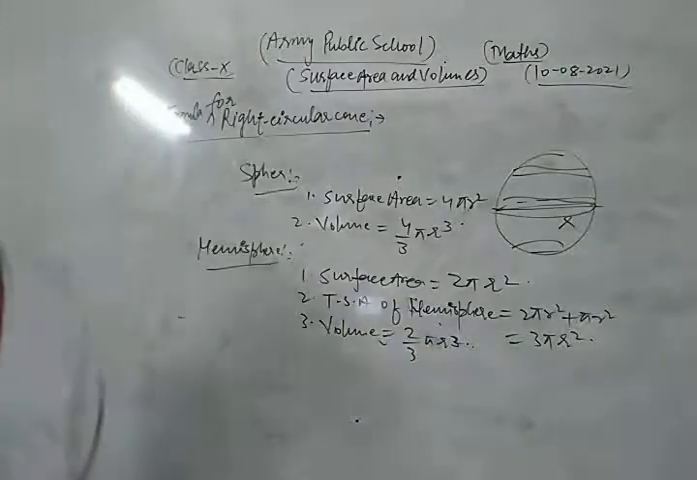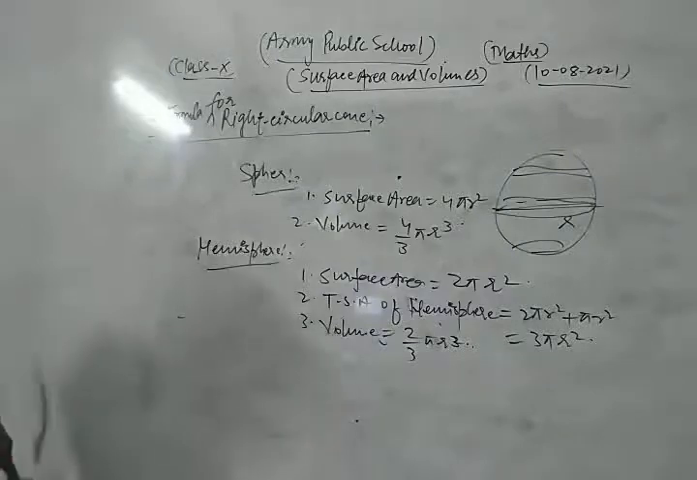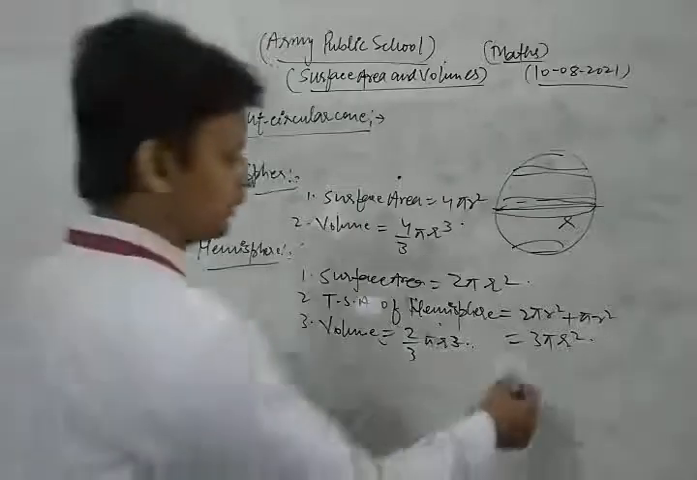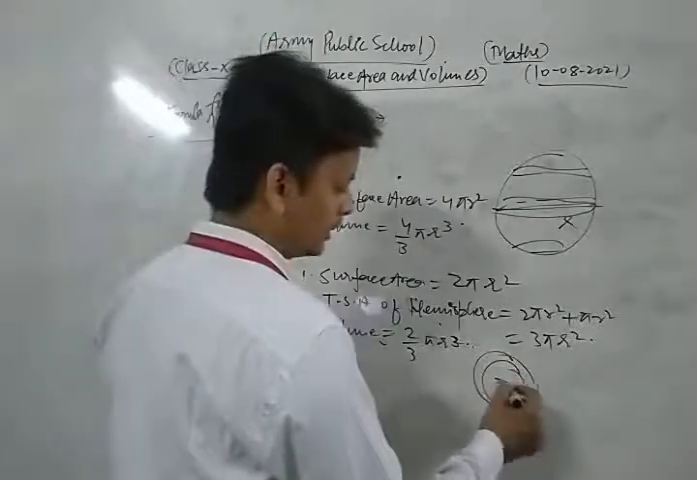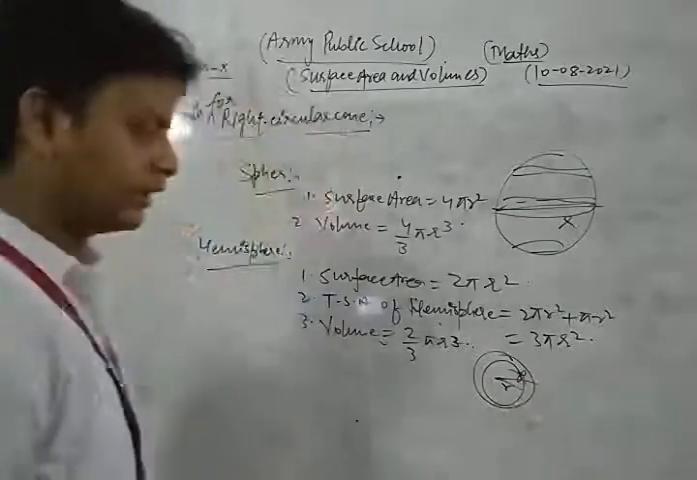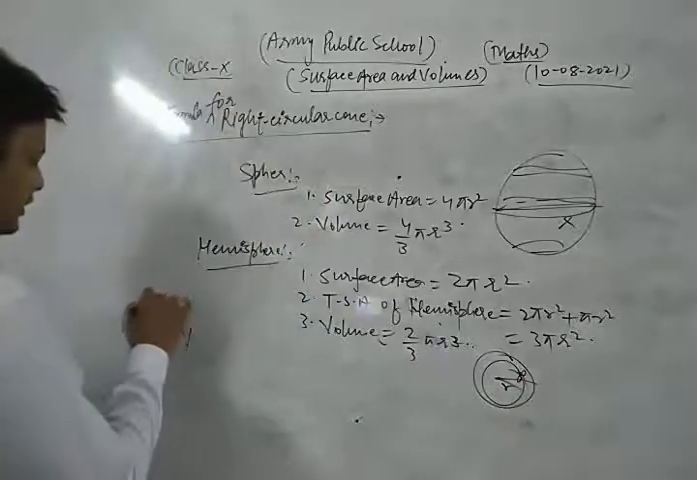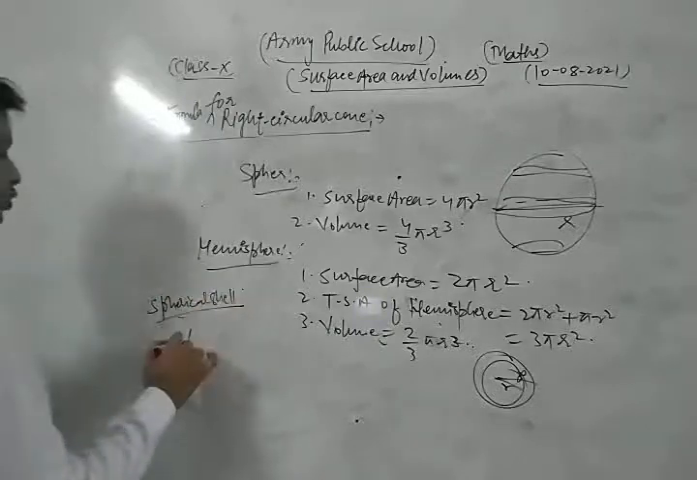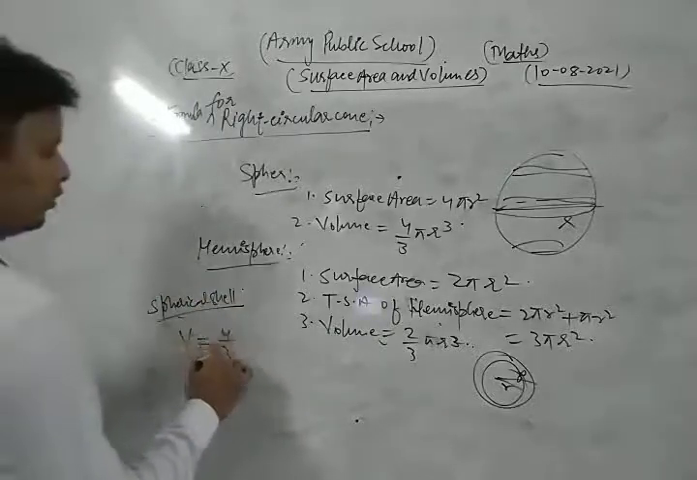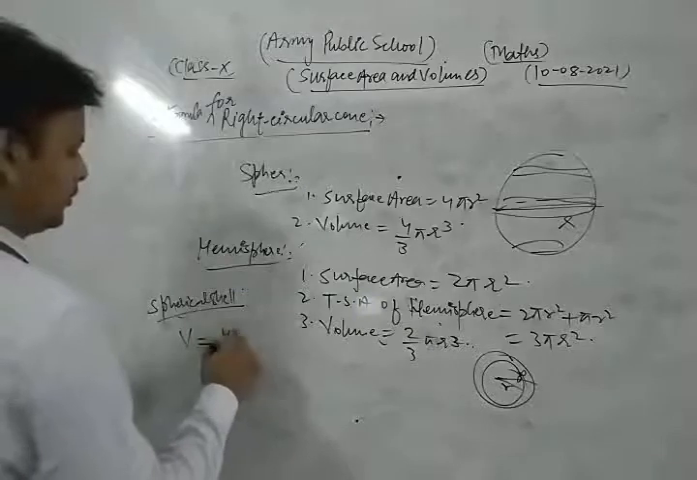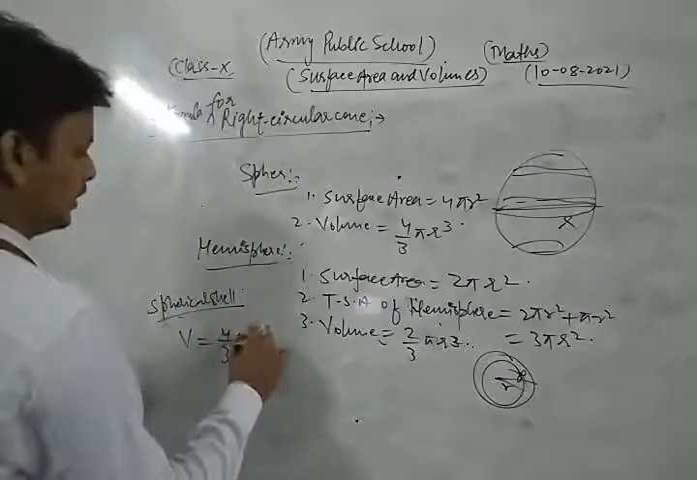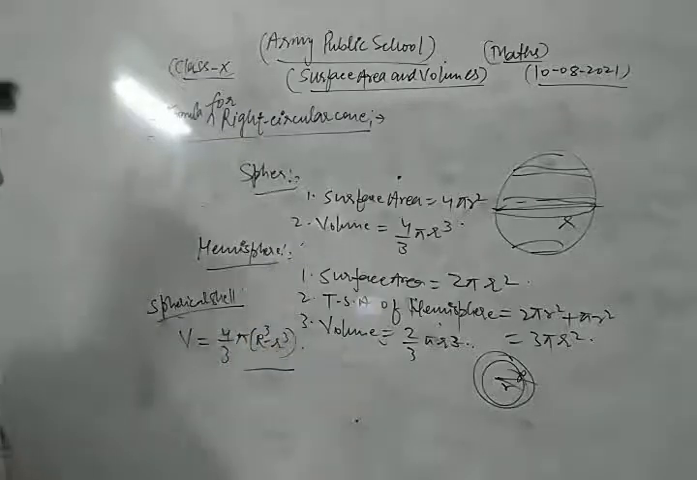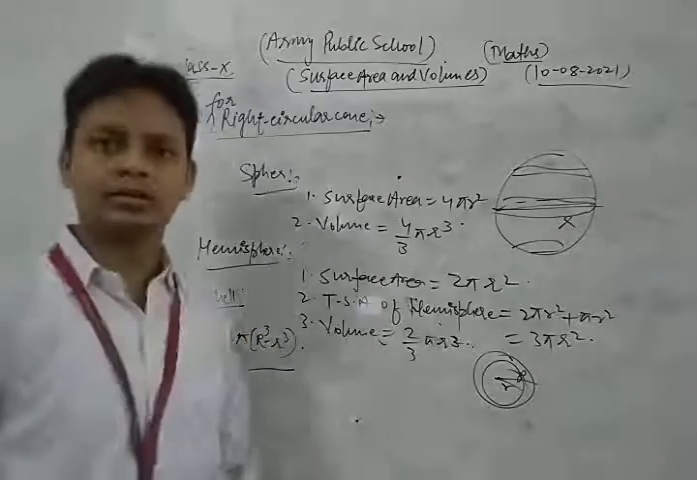And the last one is the spherical shell. You know that spherical shell is very important. In a spherical shell we have two radii, external and internal. So the volume of a spherical shell is 4/3 pi (R cube minus small r cube). And outer surface area and inner surface area are the same as 4 pi R square.